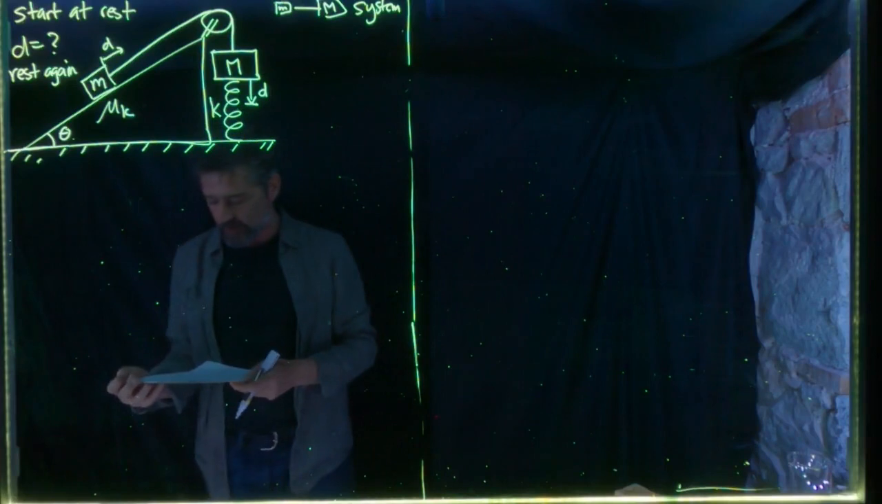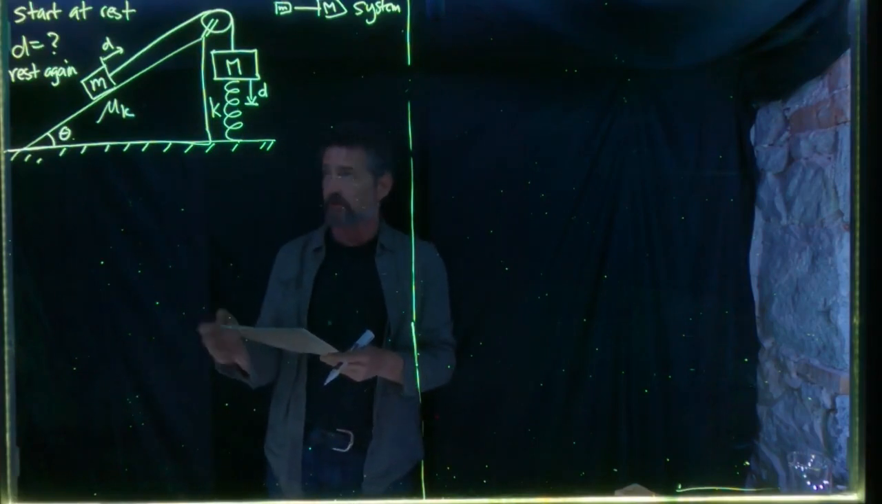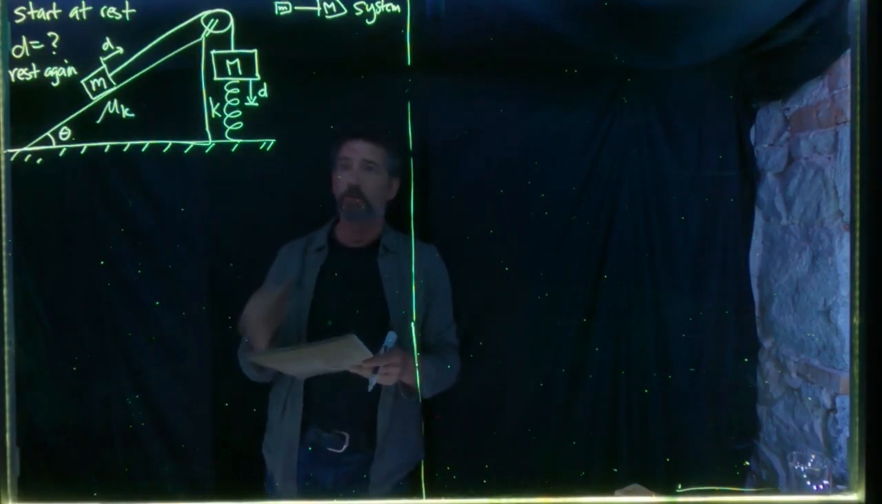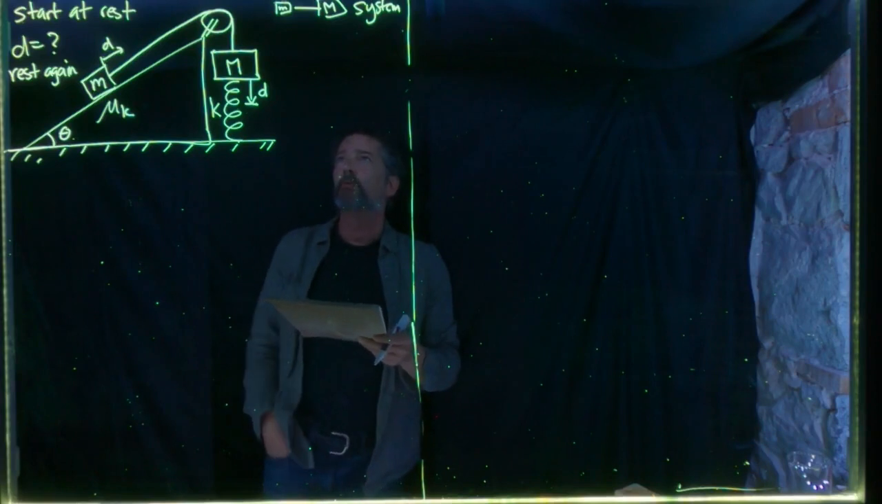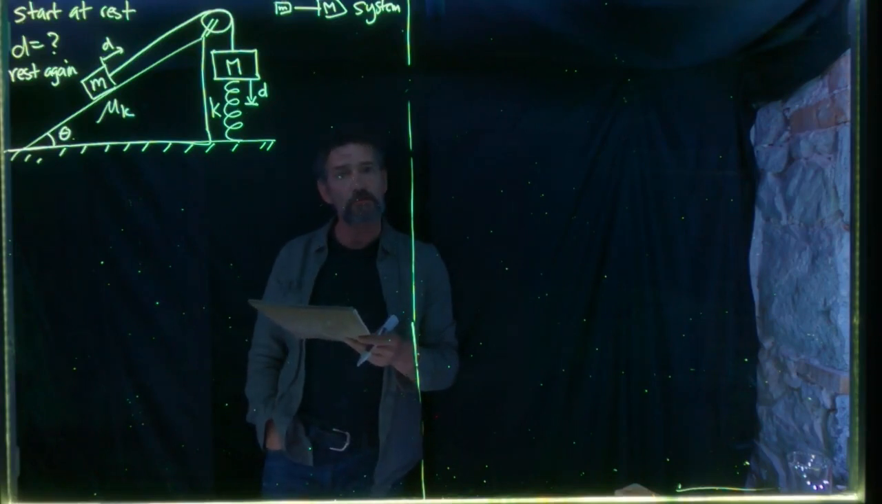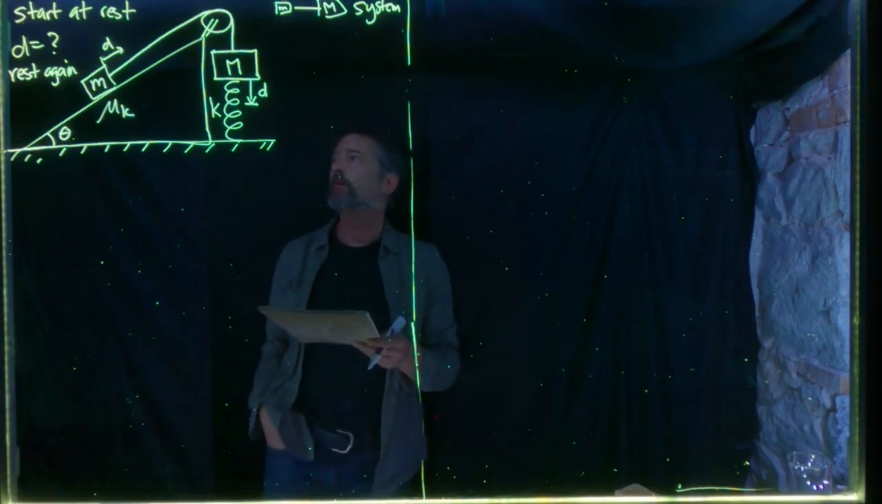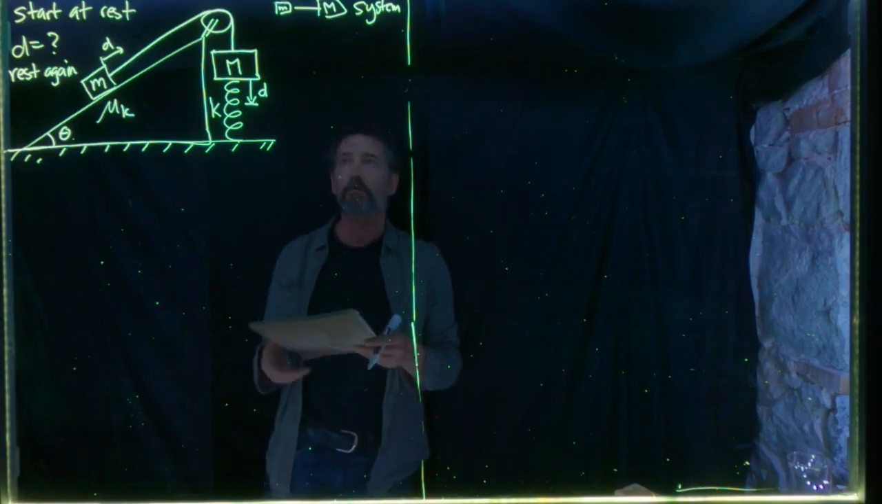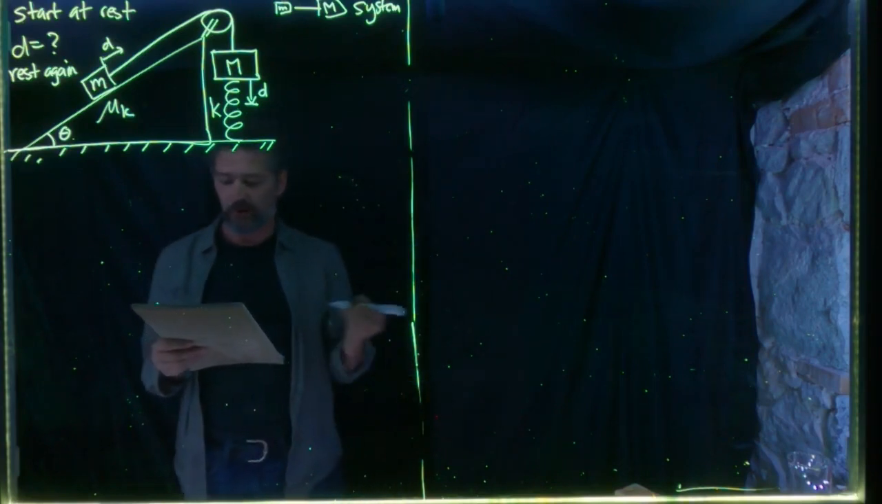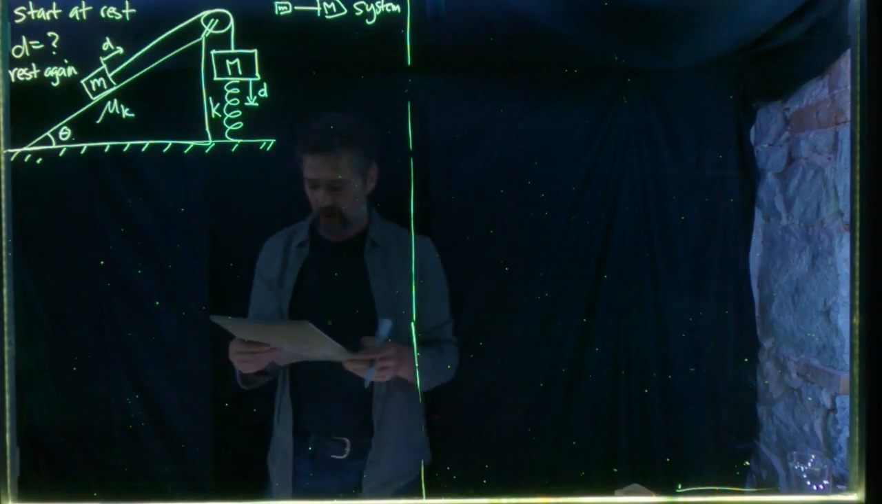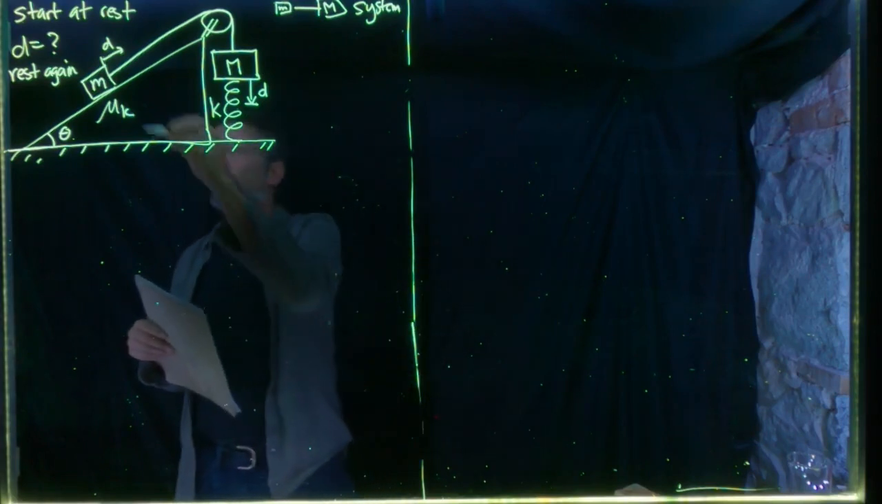Now, because we're going to for sure need the force of kinetic friction, and later on we're going to be solving the problem using the work-kinetic energy theorem, which means you have to figure out the work done by all the various forces, we need to identify all the forces. So we should draw a free body diagram, so let's do that right away. We'll draw a free body diagram for little m.